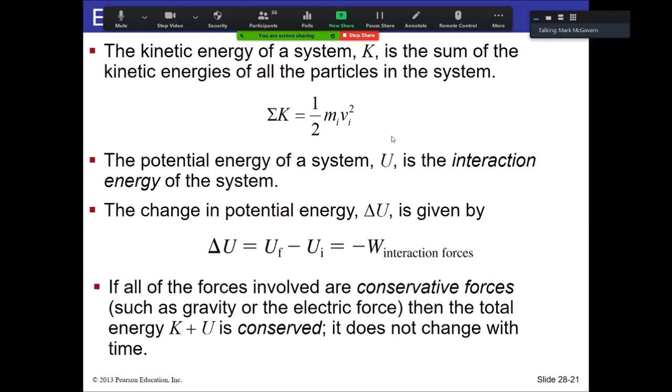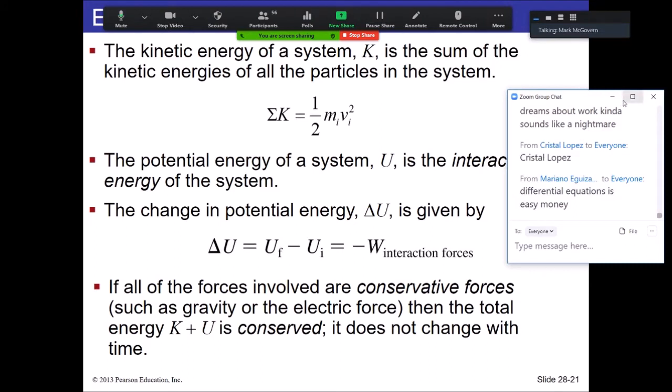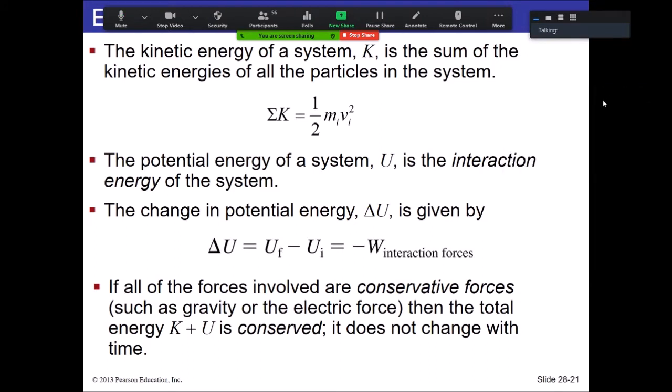So, kinetic energy, 1/2 mv squared. That's characterizing the energy of anything that moves. Potential energy can be determined by the work that is done by forces. The electric force is a conservative force, so the sum of kinetic and potential energies is conserved and does not change in time.